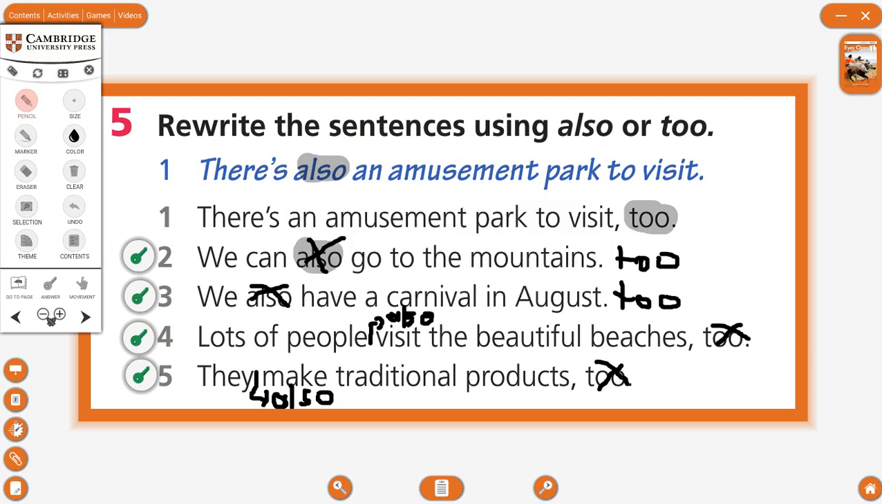Now here are the answers for this exercise. If you don't understand also and too, please look at the useful language part again and try to understand. And if you don't understand again, please inform me. I can explain again.